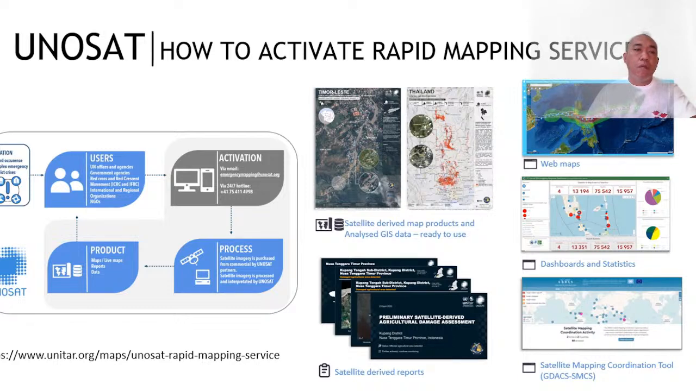UNISAT Emergency Mapping Service provides wide and timely distribution of rapid mapping products to UN member states, UN agencies, the Red Cross and Red Crescent Movement, international and regional organizations, and humanitarian non-governmental organizations, or NGOs, to support evidence-based operational planning and decision-making of humanitarian actors in the field and at the headquarters level.